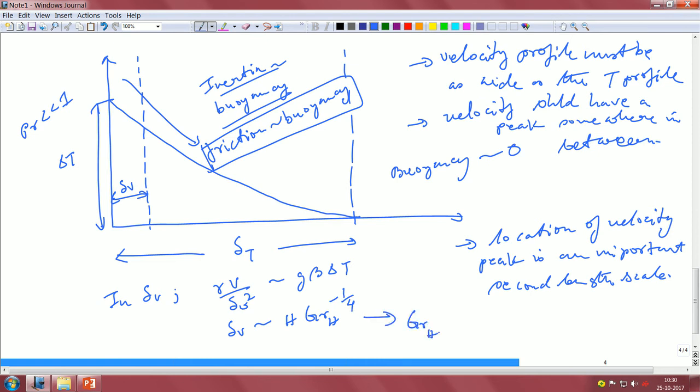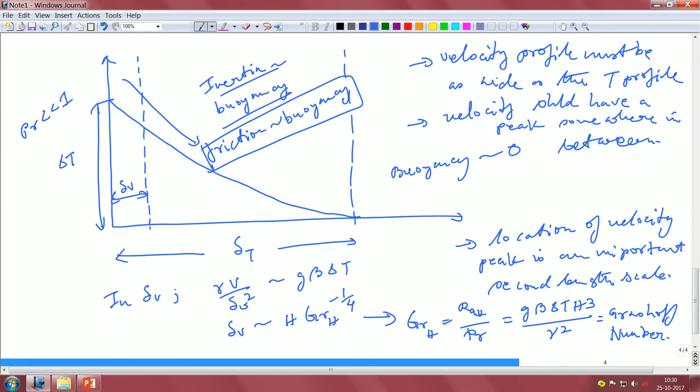This GrH parameter that you are seeing is basically the Rayleigh number divided by the Prandtl number. In other words, it is written as g beta delta T H cubed divided by nu squared. This is called the Grashof number.